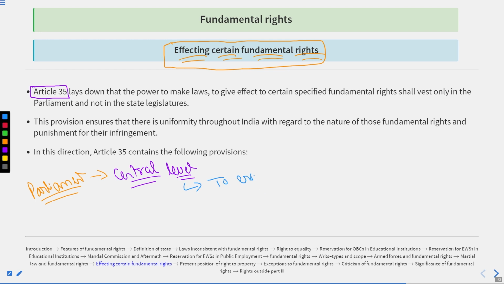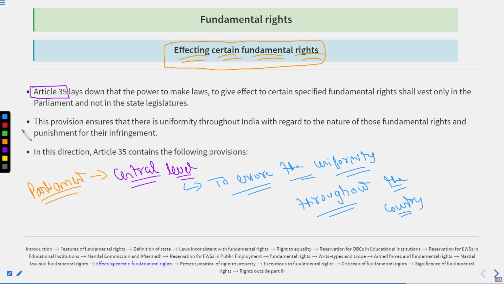This is basically done for one main purpose, which is to ensure uniformity throughout the country. This provision ensures that there is uniformity throughout India, with regard to the nature of those fundamental rights and the punishment for their infringement, or you can say for their violation.